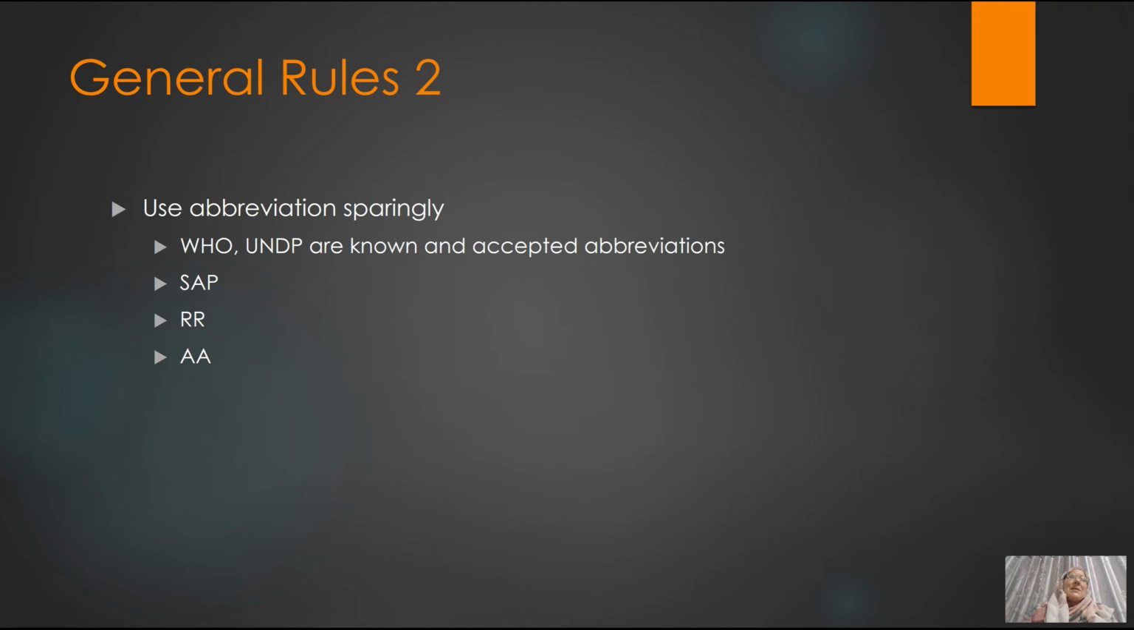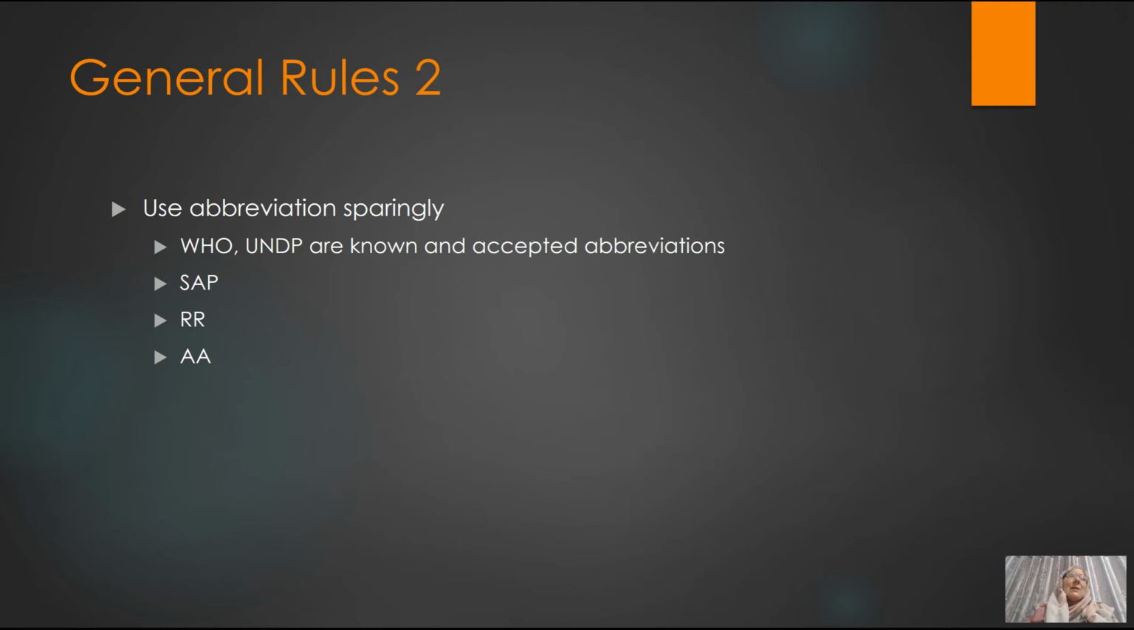Generally, you should always use abbreviations very sparingly. Some abbreviations, such as WHO, UNDP, are very well-known and accepted abbreviations, and you can use them with no problem. But then you come to abbreviations where people might have different interpretations for them, and although you explain it at the beginning of your text, if the reader reads down your manuscript, they might have forgotten what you think SAP means. They might know it as something different.